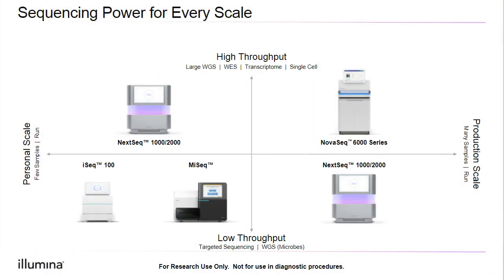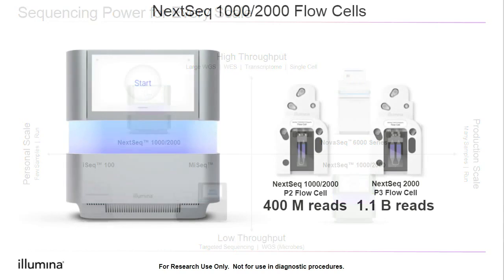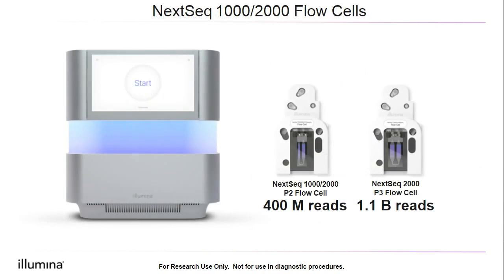The NextSeq 2000 fits nicely into our current instrument portfolio. It is good for high throughput personal scale as well as low throughput production scale. There are two different flow cell offerings on the NextSeq 2000: the P2 flow cell offering 400 million reads and the P3 flow cell offering 1.1 billion reads.